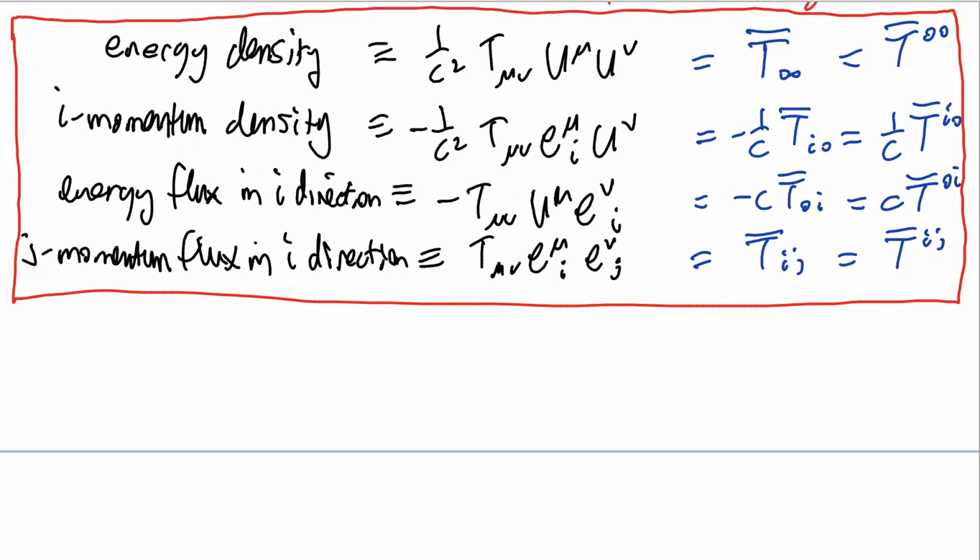Now, as we saw above, the stress energy momentum tensor is symmetric. And this has several consequences. First, notice that the energy flux in the i direction is just equal to c squared times the density of the ith component of momentum.